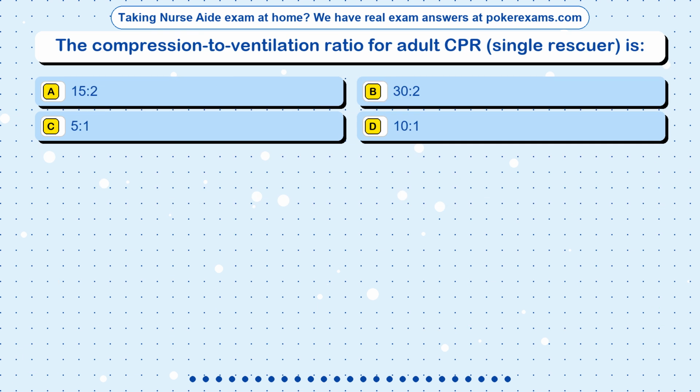Question 18. The compression to ventilation ratio for adult CPR, single rescuer, is: Option A, 15:2. Option B, 30:2. Option C, 5:1. Option D, 10:1.